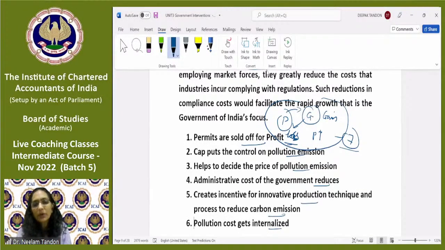Yahin pe settle hogi sari cost. It will not go to society. That's the impact of cap and trade.